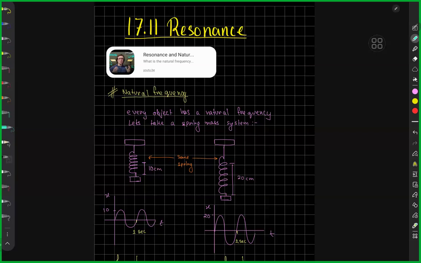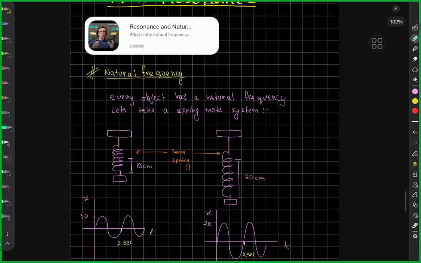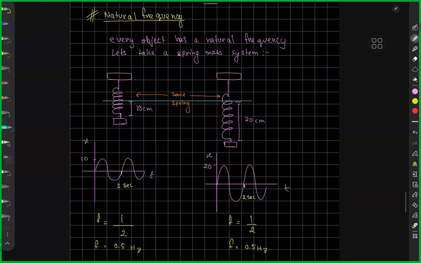So let's shift from earlobe to springs. I have the same spring, one over here and one over here, with the same spring constant, so don't get confused. In one case I displace it by 10 centimeters, and in the other case I displace it by 20 centimeters from the equilibrium. Then I plot the displacement versus time, case one and case two.